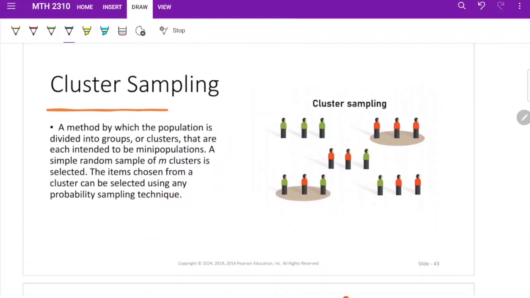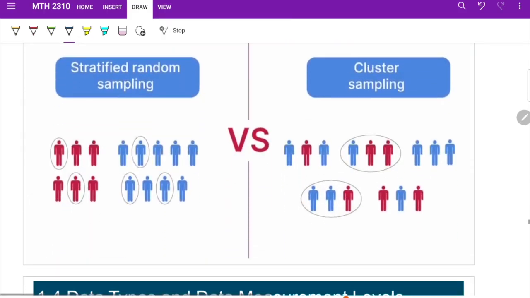But in clustering, it's not necessarily that those people are homogeneous. And the other thing is, when you cluster the people into groups, you pick the whole cluster. You decide, okay, we got 5 clusters, and you're going to pick 2 clusters. We pick them randomly. So in this case, we pick these 2 clusters, right? So this is a cluster sample. This is the difference between clustering and stratified. Look at these people. This is homogeneous, the same kind of group. These are non-homogeneous. In stratified, we pick individuals from each stratum. For the cluster, we pick the whole cluster.